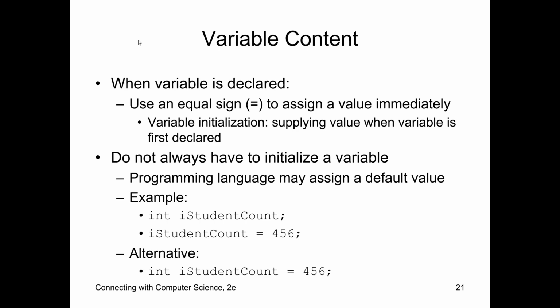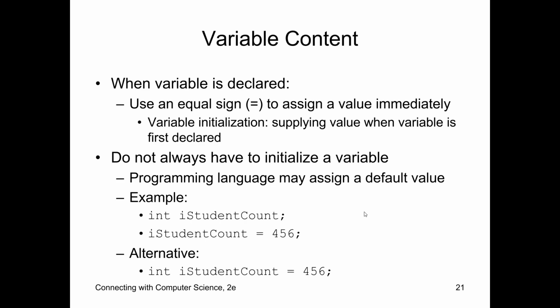So the variable, when it's declared, this is where you need to, again, pay attention. When you declare a variable, you use a single equal sign to assign the value immediately. Now it is possible to create a variable and then assign it the value, as you see here on the bottom. You can create this int iStudent, and then you can say iStudent equals 456, or you could do it all in one line, and this is becoming more and more of a standard.